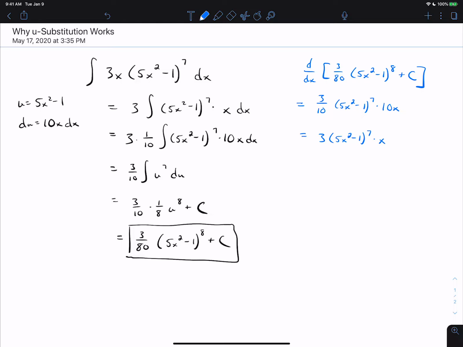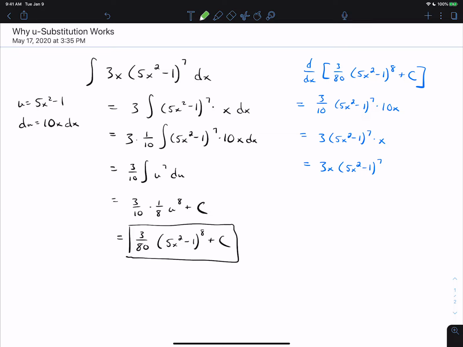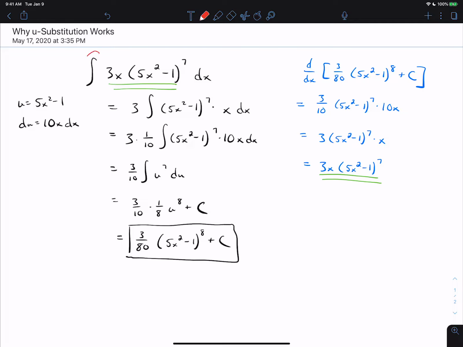So we get 3 times 5x squared minus 1 to the 7th, and then times x, and then normally we would put the x at the beginning next to the 3. And so we get 3x times 5x squared minus 1 to the 7th. And so it's right because this matches this. The integral and the dx, those are the operators in the problem. So that's like telling you what to do. That's like if you were saying, okay, take the square root of this.